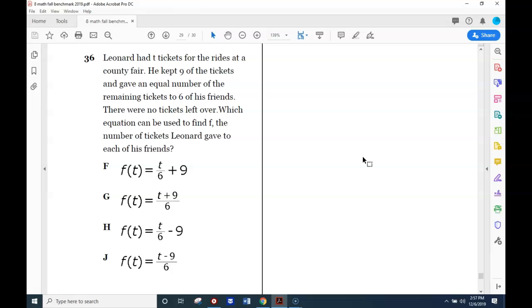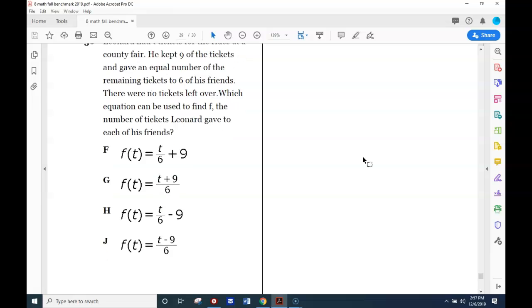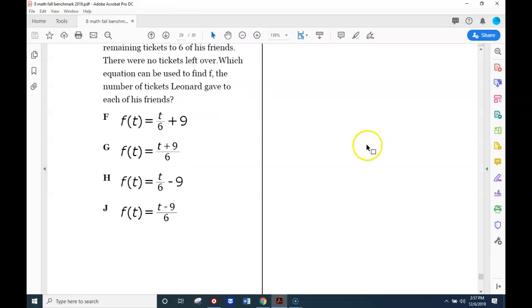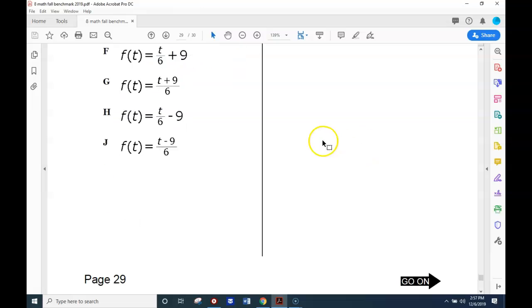F, F of T equals T over 6 plus 9. G, F of T equals (T plus 9) over 6. H, F of T equals T over 6 minus 9. J, F of T equals (T minus 9) over 6.